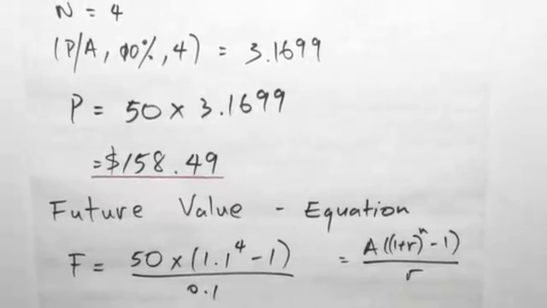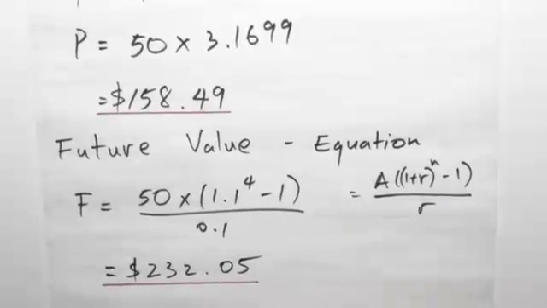Let's go through the future value of this annuity using the equation. The equation for future value is A times the bracket (1 plus r) to the n minus 1, all over r. Same as before, we just put in the values. We know r is 0.1, we know n is 4, and we know A is 50. Here we work out a future value of 232.05.